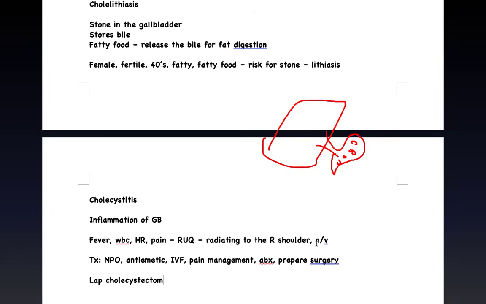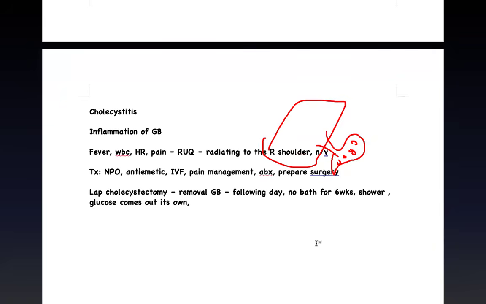cholecystectomy, removal of the gallbladder. They go home the following day, and then they will need instructions, right? Instruction: no bath for 6 weeks. They can take a shower, right? They have a glue that will come out on its own, right? These are the things you teach these patients to pay attention to.